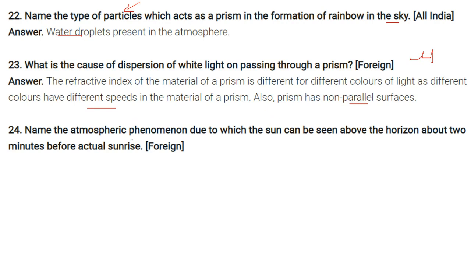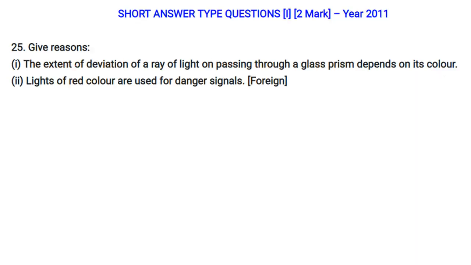Name the atmospheric phenomenon due to which the sun can be seen above the horizon about 2 minutes before actual sunrise. This is atmospheric refraction, 2 minutes before actual sunrise.